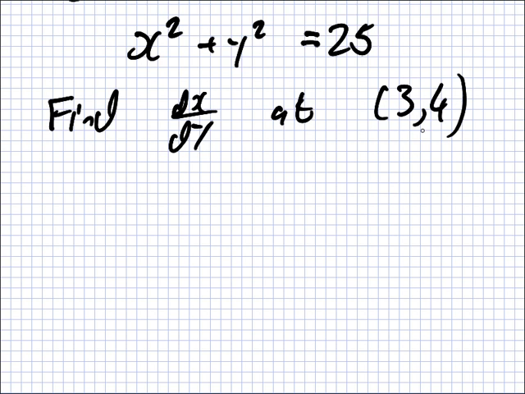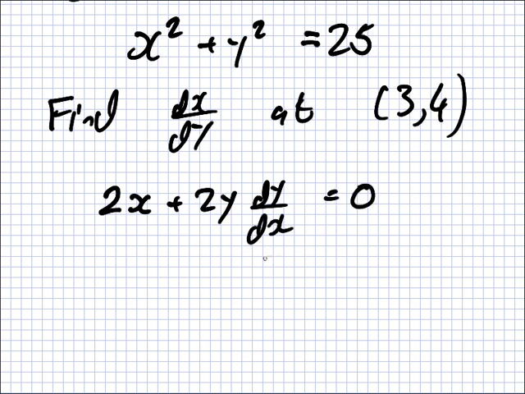Did you get an answer? What did you get? Minus 3 over 4? Or minus 4 over 3? Minus 4 over 3? What did you get over here? Minus 3 over 4. Well, one of you is right. Which one though? So, the derivative here is 2x plus 2y dy dx equals 0. So that means dy dx equals minus x over y.